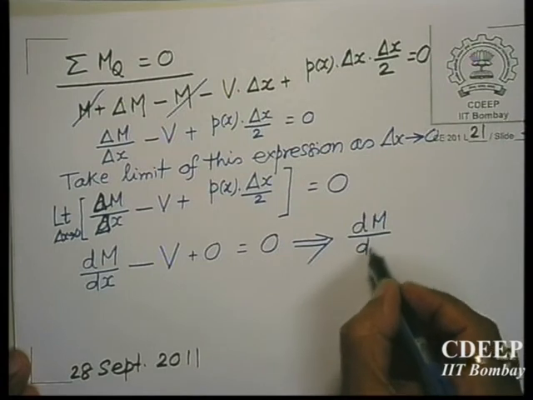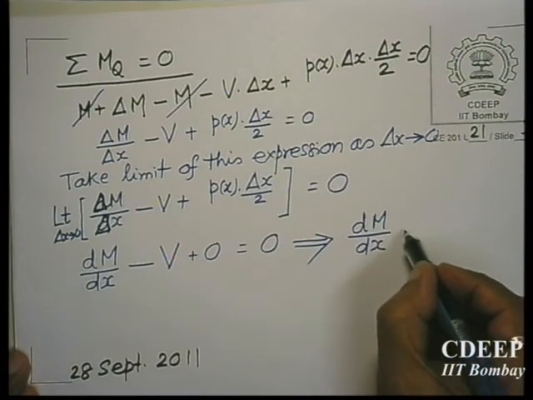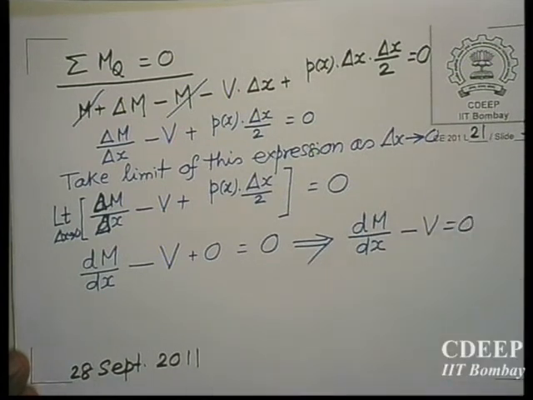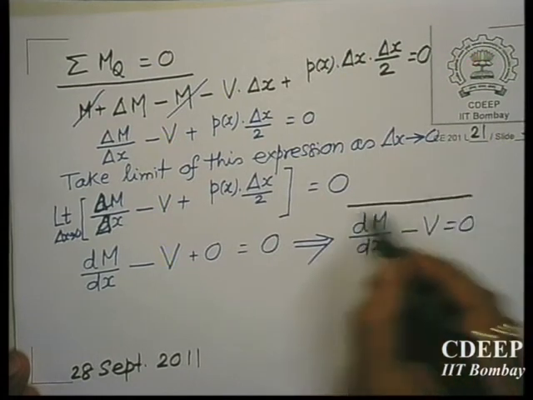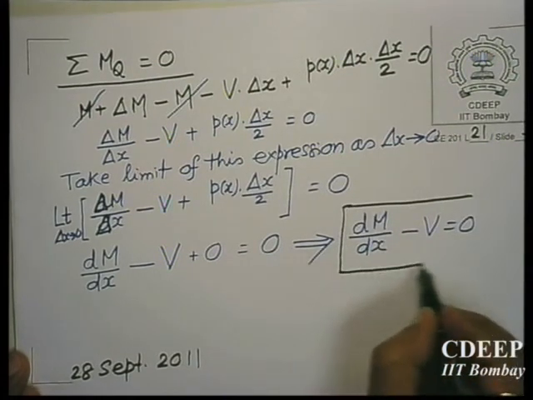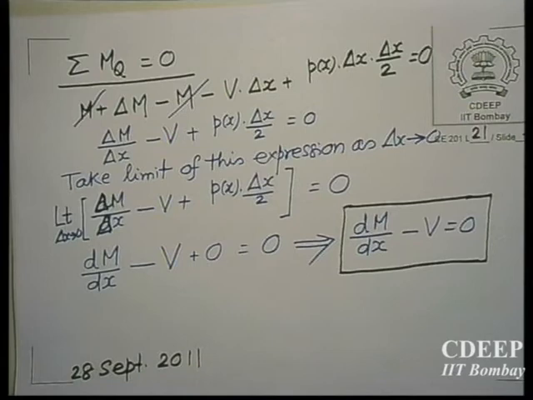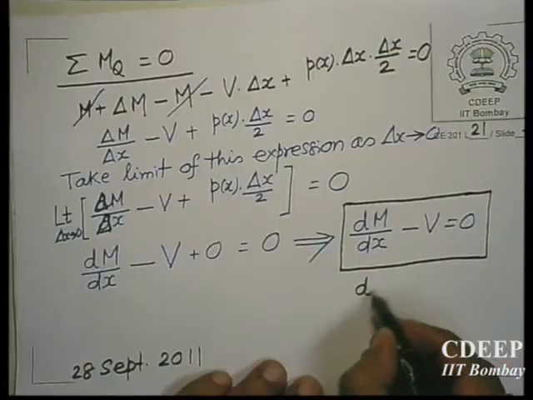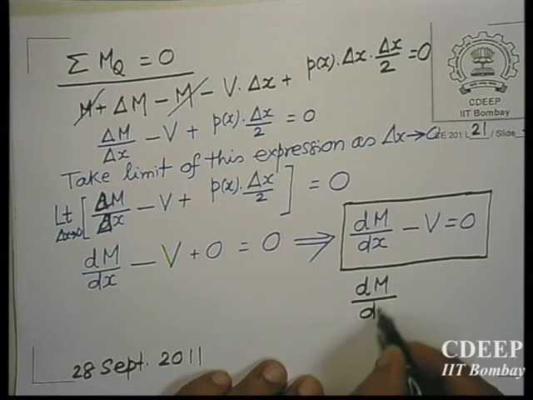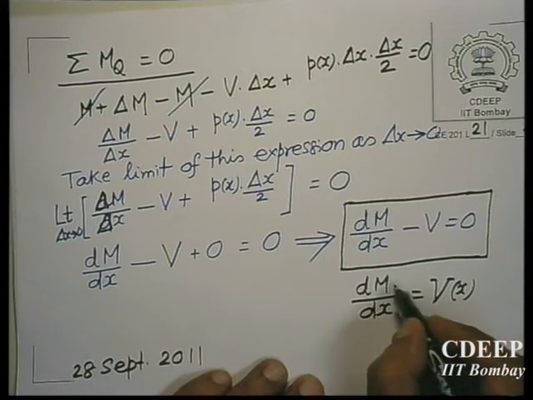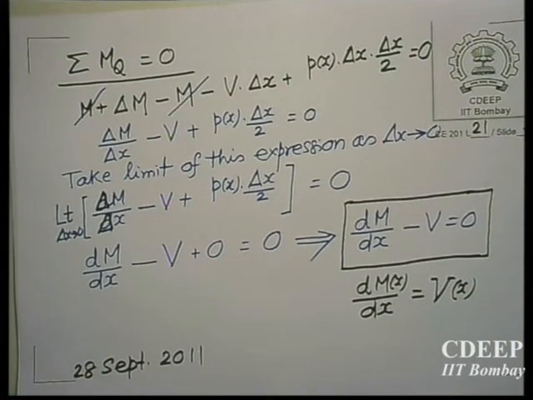the shear force, that rate of change of moment minus V is equal to 0. So, we get one more relationship between bending moment and shear. At any cross section, the derivative of bending moment is equal to the shear force. You can also write this expression as dM by dx equal to V(x). Of course, these are all at section x.